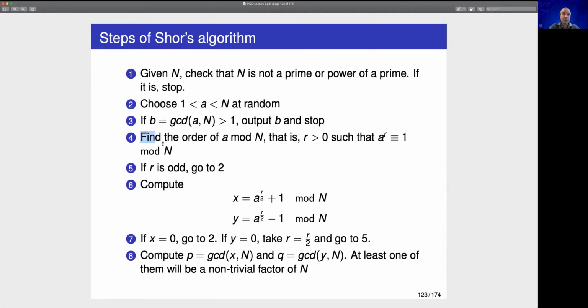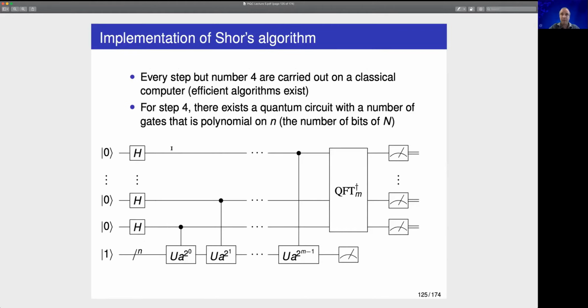But the problem, as I mentioned, was that this step 4 was not possible to compute efficiently in a classical computer. So the idea here is to do the rest of the steps in a classical computer. We can check, we have algorithms to efficiently check whether a number is a prime. We have algorithms, of course, to compute the GCD of two numbers efficiently, for instance, the famous Euclid's algorithm. We can do the rest of the computations in a classical computer, but step 4 is something that we will do in the quantum computer.